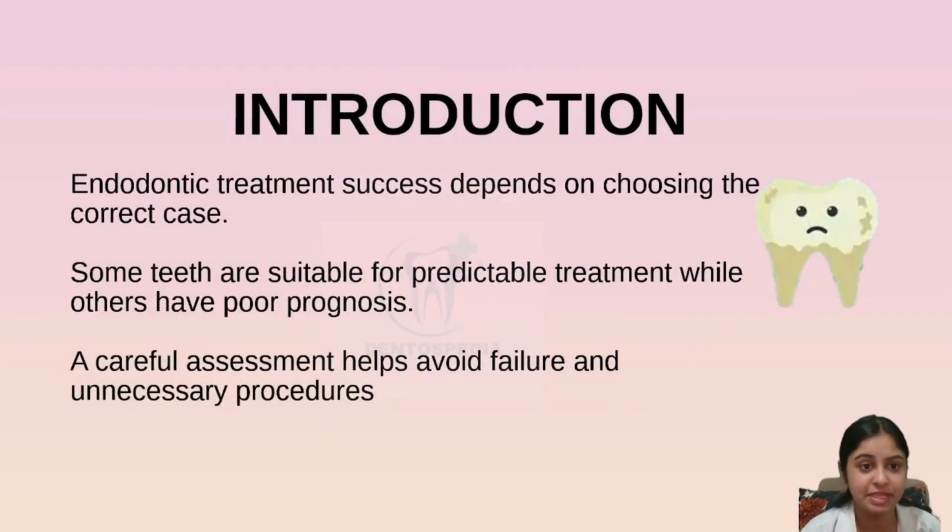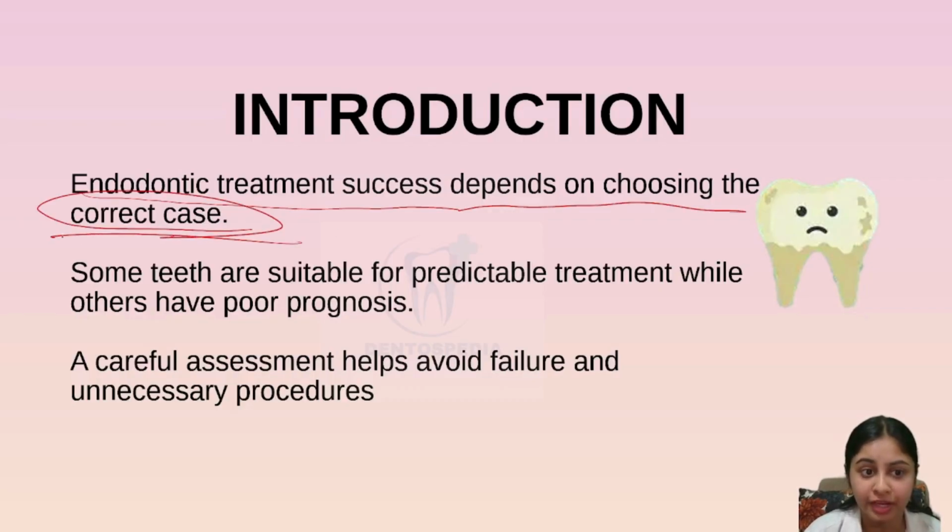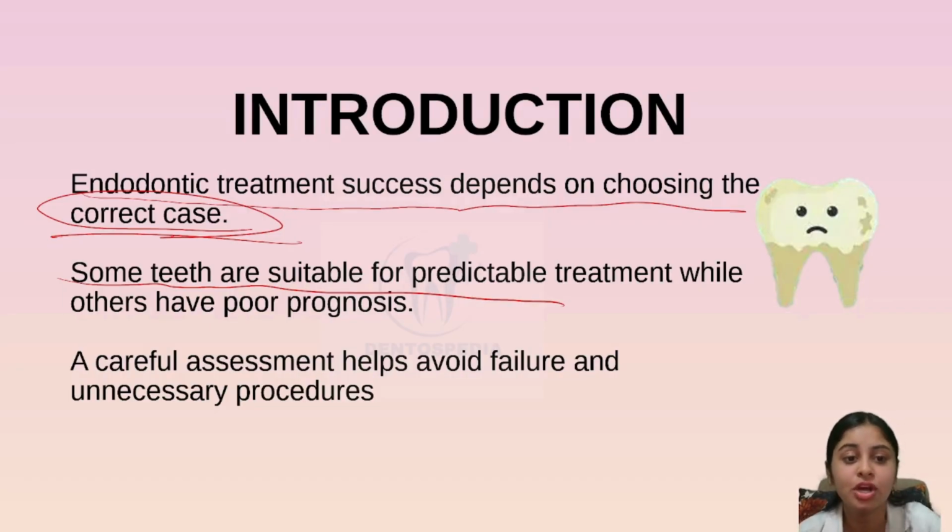So coming to a basic introduction, endodontic treatment success depends on choosing the correct case. So we have to choose a correct case. Some teeth are suitable for predictable treatment while others have poor prognosis. So there are some teeth which cannot be restored. So they have poor prognosis, and this correct assessment helps us to avoid the failures and unnecessary procedures.